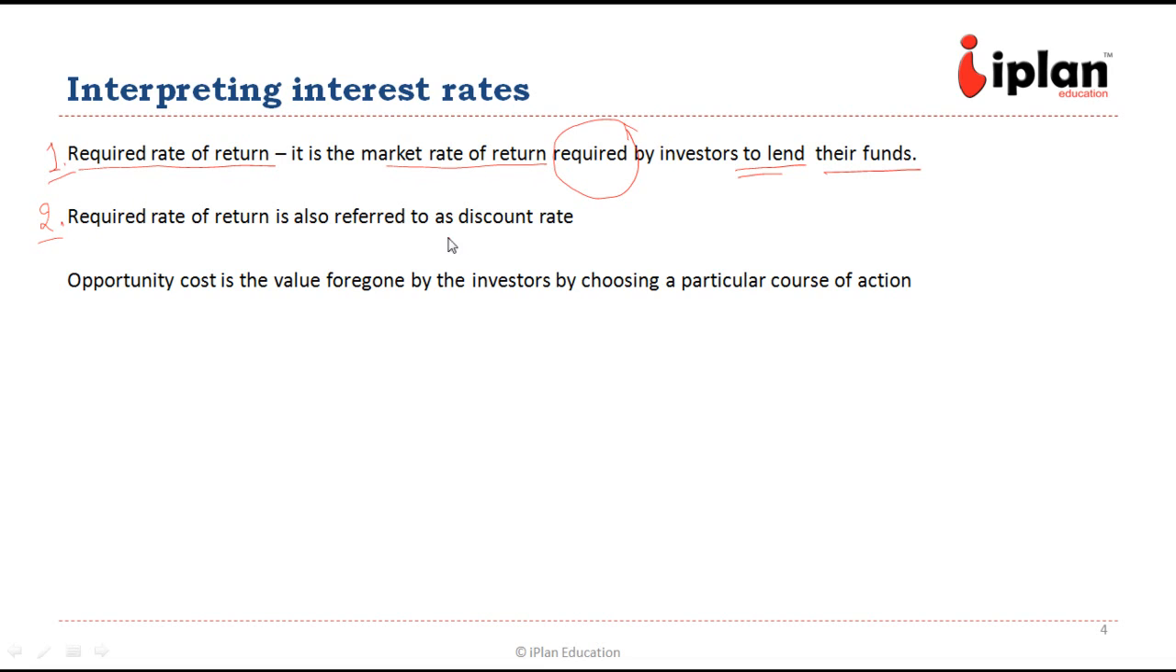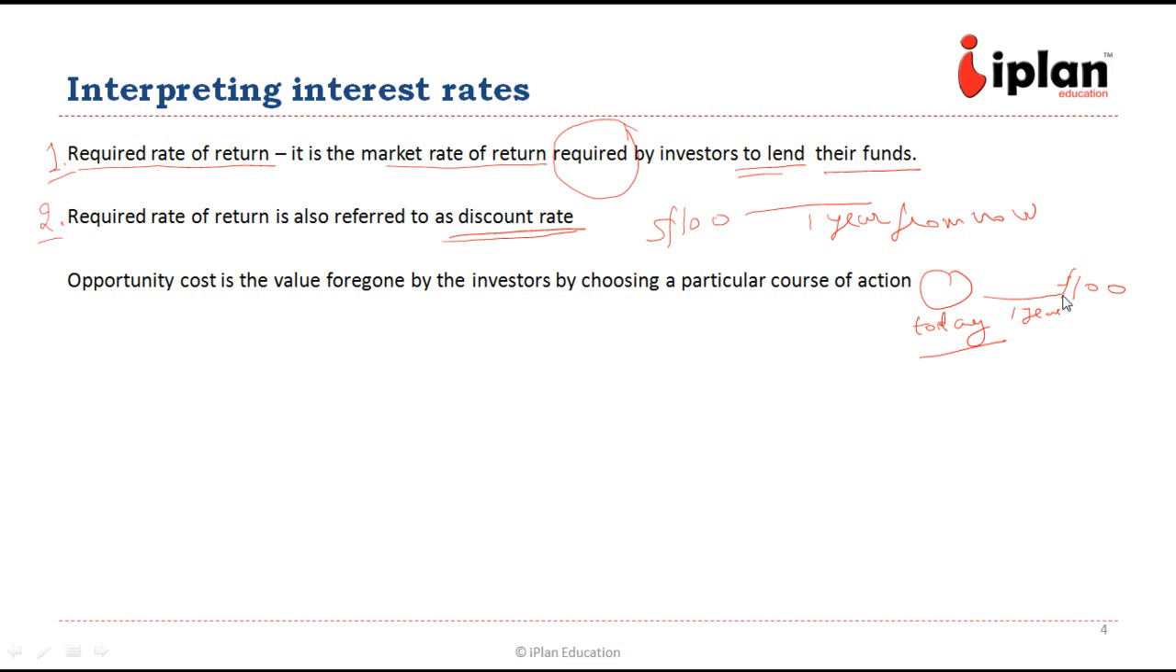The second interpretation is the discount rate. So this is the rate at which we try to discount the future value to convert it into present value, or for conversion to future value from the present value. For example, if we want to know what will be the value of $100 1 year from now, or what is the value of 100 rupees 1 year from now today.